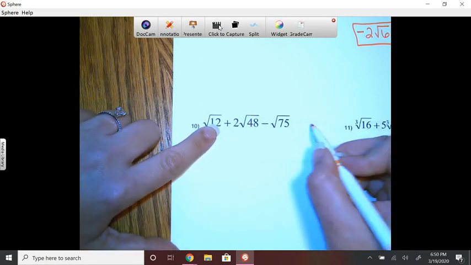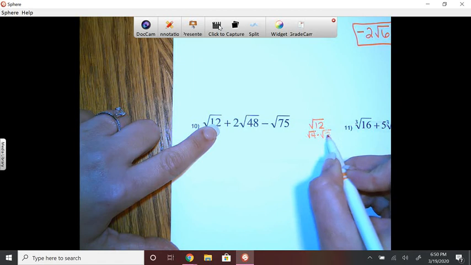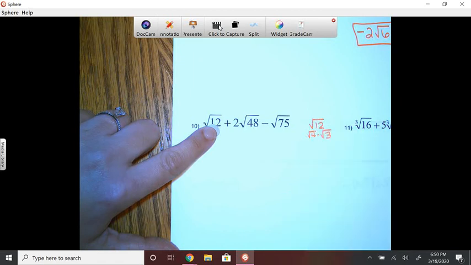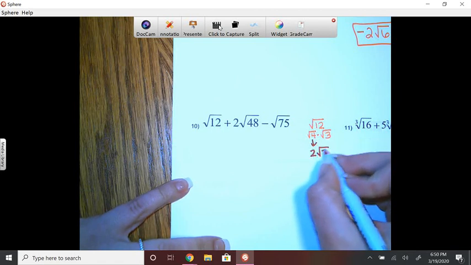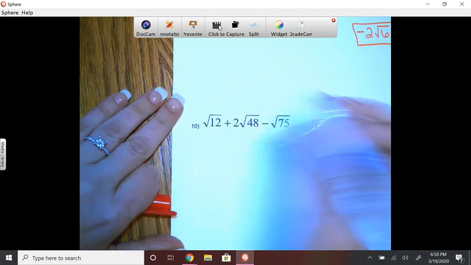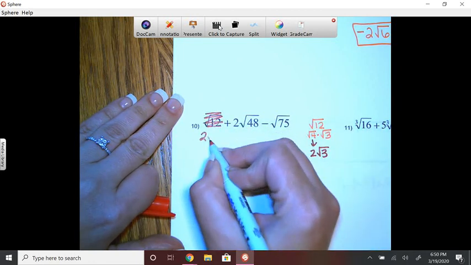So I'm going to start with the square root of 12. I can break that down into square root of 4 times square root of 3. 4 times 3 is 12, and the square root of 4 is 2. Can't do anything with the square root of 3, so we're going to take out the square root of 12 and replace it with 2 rad 3 in its place.